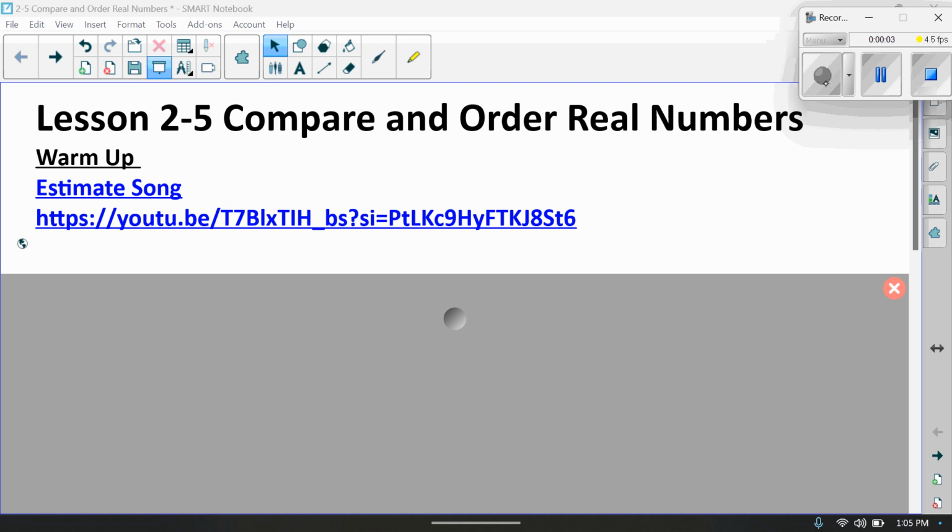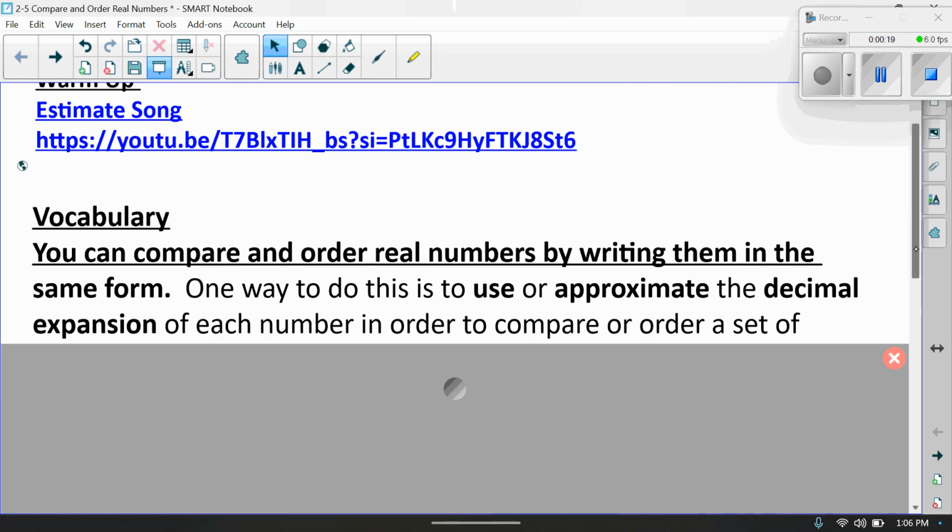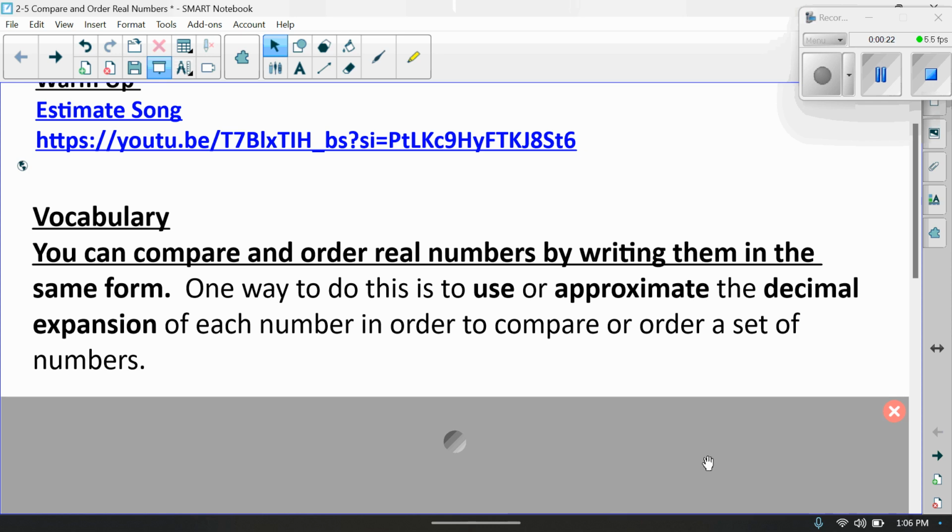Right, so today's lesson is 2-5, and we're comparing and ordering real numbers. The first thing I want you to do is fill in some sentences here. It says you can compare and order real numbers by writing them in the same form. One way to do this is to use or approximate the decimal expansion of each number in order to compare or order a set of numbers. What that means is to round, okay?